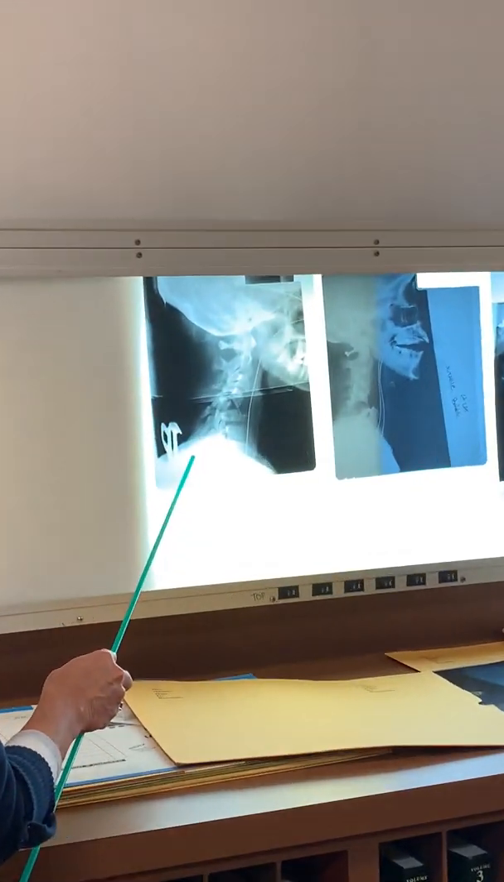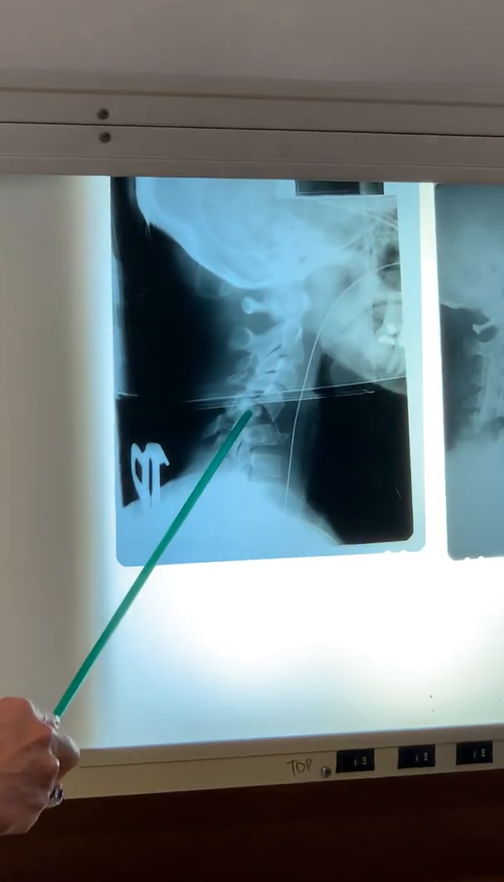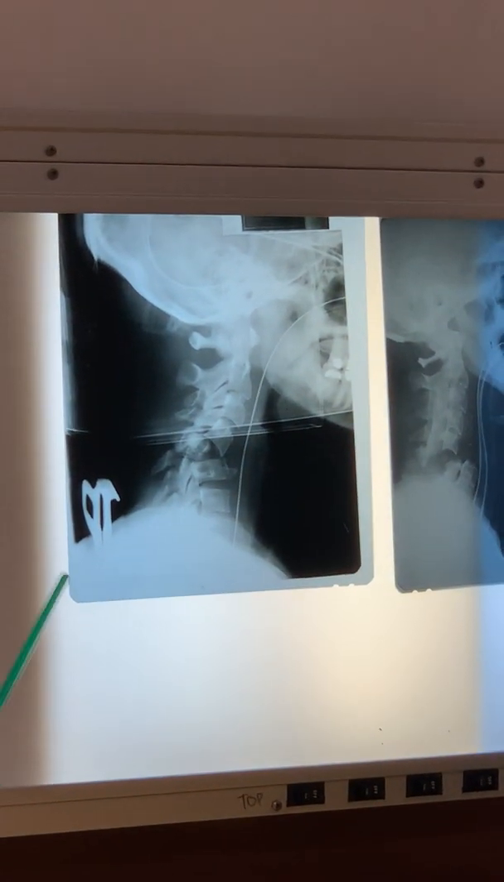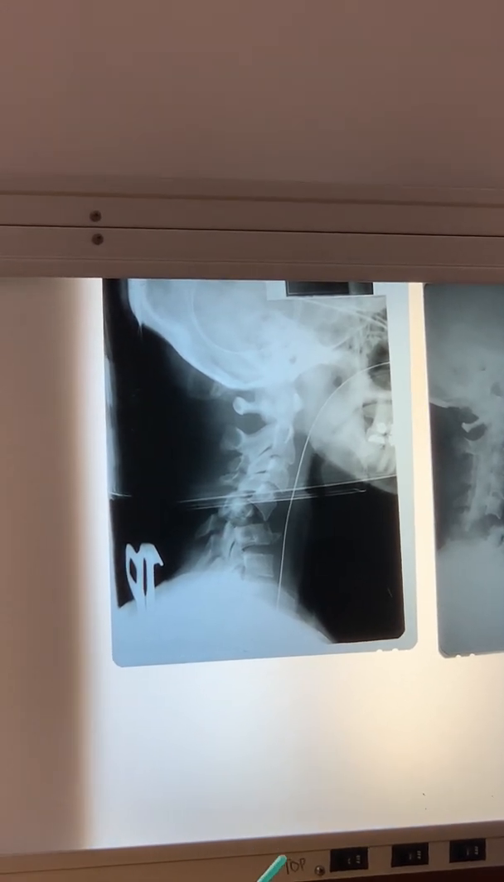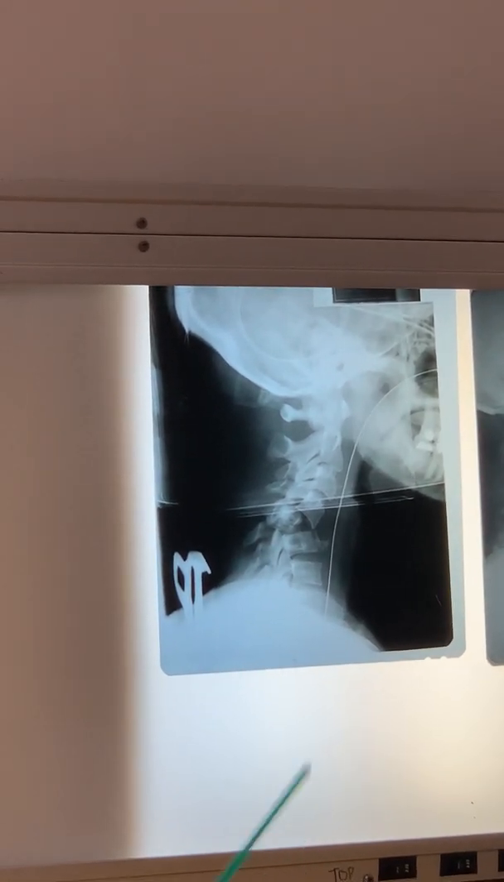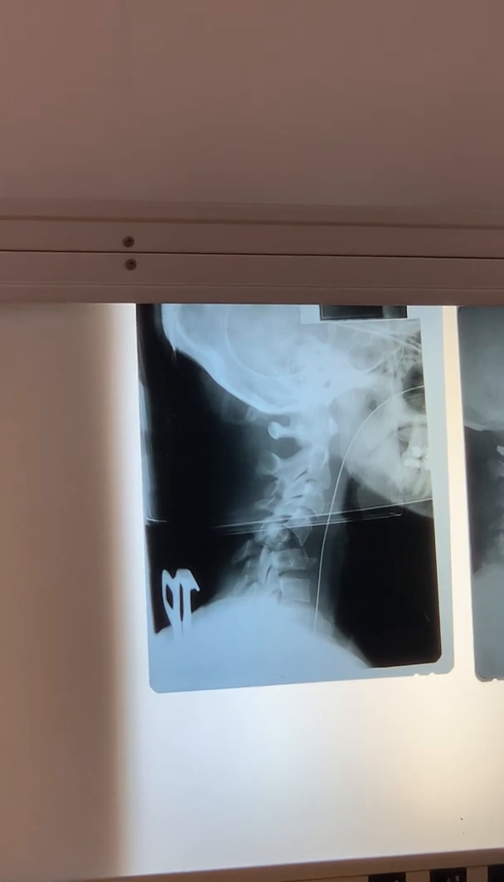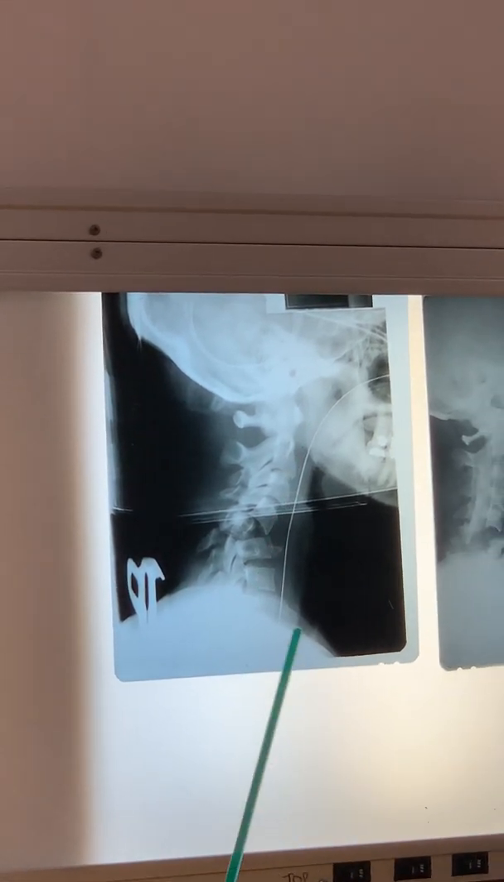So this one, what do we call this? Subluxation. Compression fracture. This is a compression fracture where there's a collapse of the vertebral body. I don't really see a whole lot of subluxation, a little bit of subluxation. But anyway.